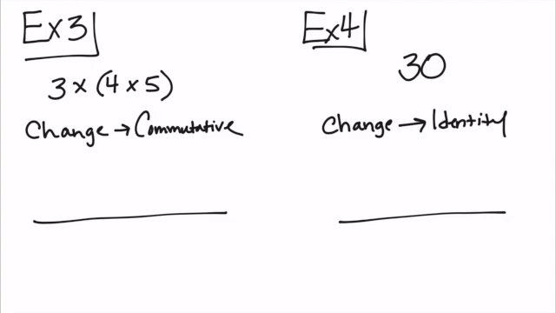Okay, so hopefully you're ready. Let's look at number 3. Number 3 gave you the expression 3 times parenthesis 4 times 5. So let's see if you were able to change it using the commutative property. The commutative property changes something's order. So all we had to do was switch out the 3, 4, and 5. So you could have said 5 times 4 times 3. You could have said 4 times 5 times 3.